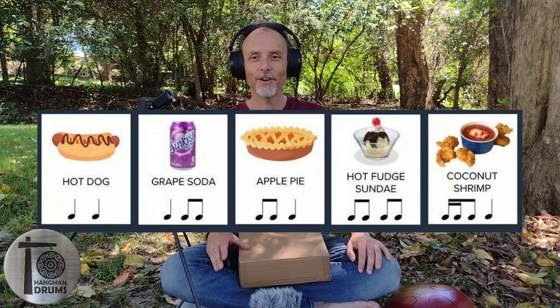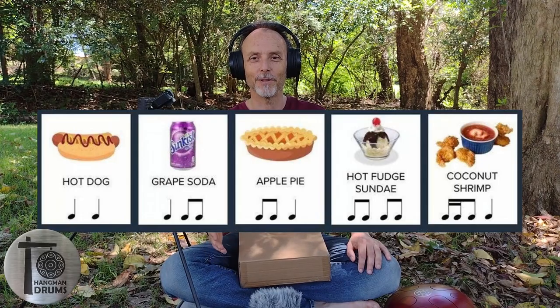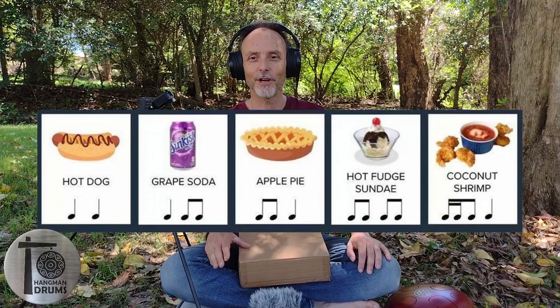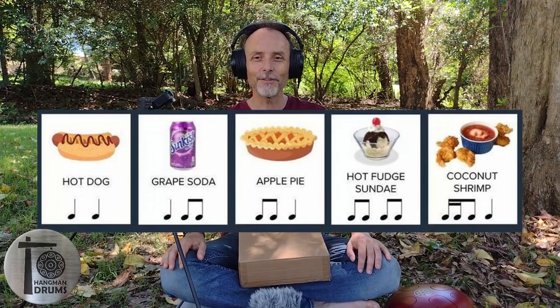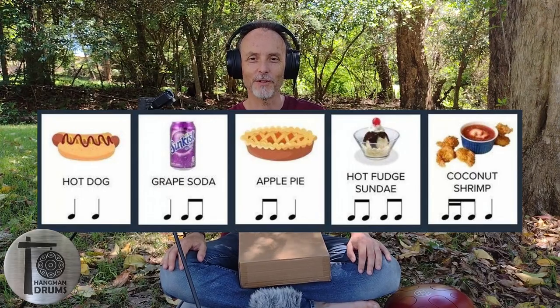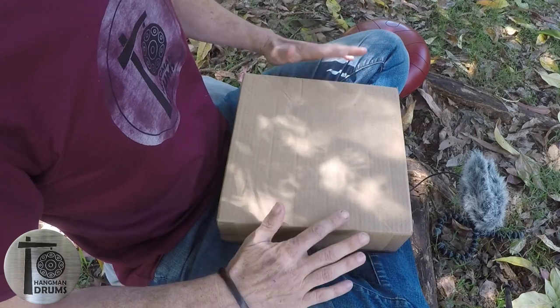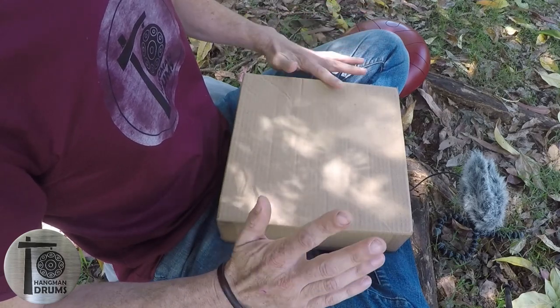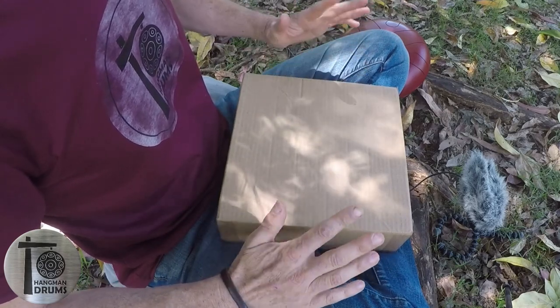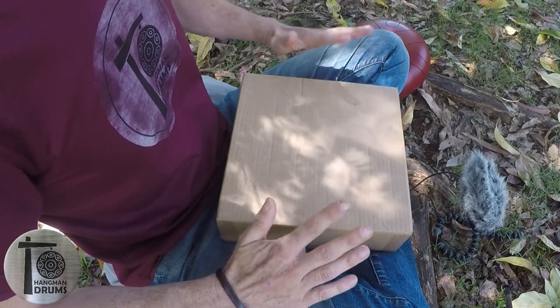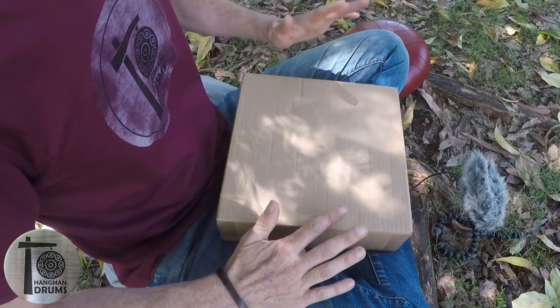1, 2, 3, 4. Hot dog, grape soda, apple pie, hot fudge sundae, coconut shrimp. You'll notice that the syllables of the words follow the notes. Hot dog, hot fudge sundae, coconut shrimp. Okay, so let's go through the chart playing each bar twice.